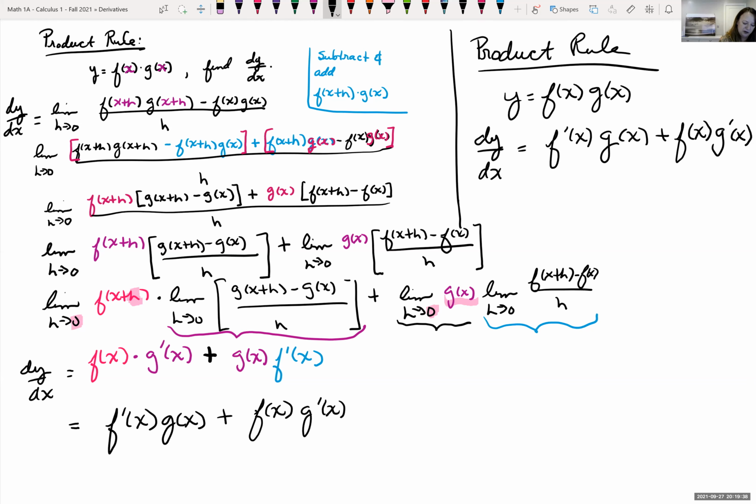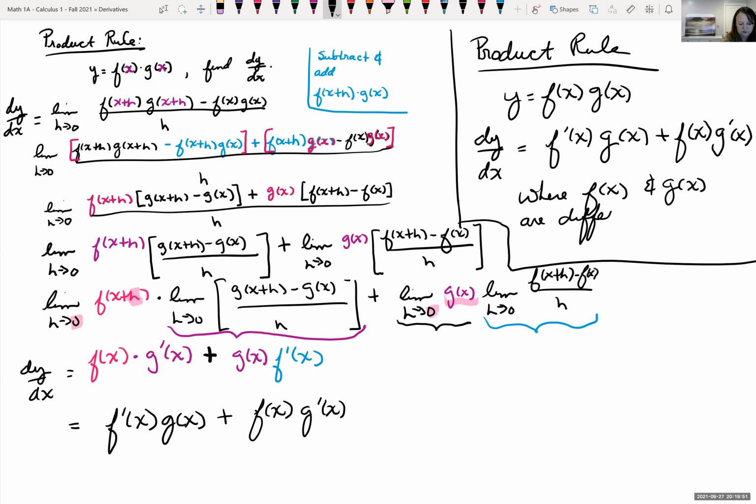Where we have to kind of put on that stipulation where f of x and g of x are differentiable. Let's look at some examples using the product rule.